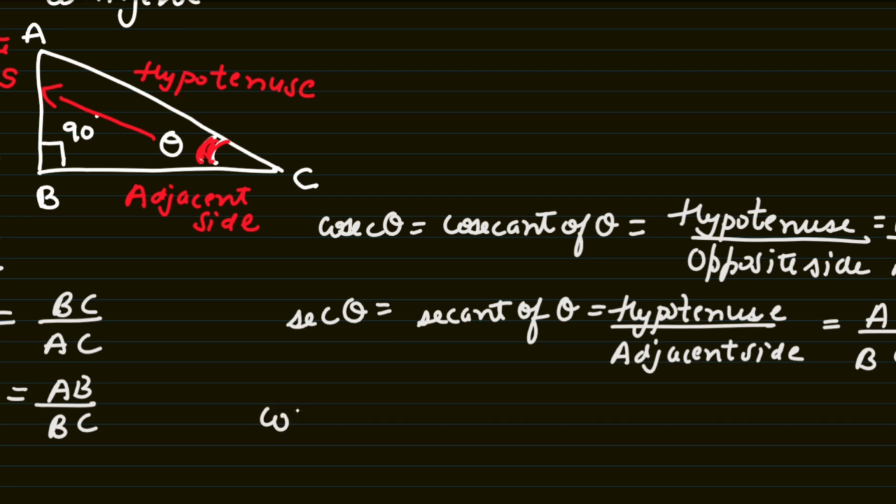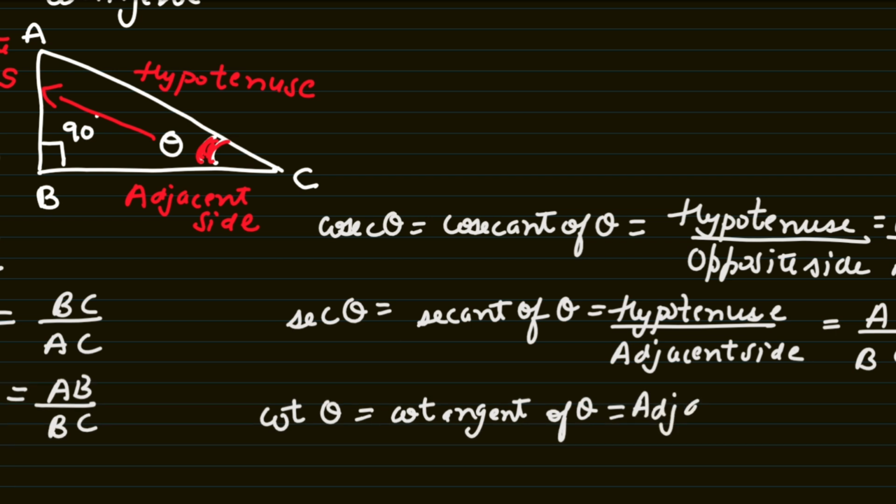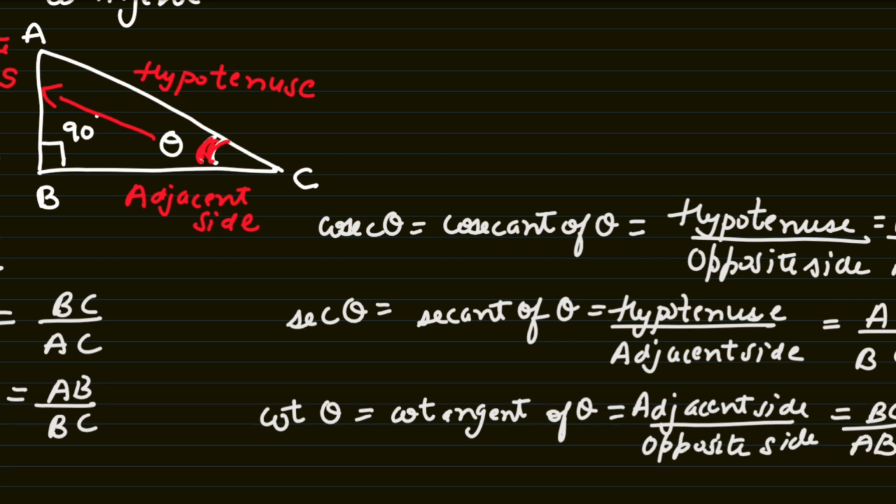And the last one, that is cot theta, that is cotangent of theta. That is your adjacent side divided by the opposite side. So here adjacent side is BC and opposite side is AB. So these will be the values of your 6 trigonometric ratios.